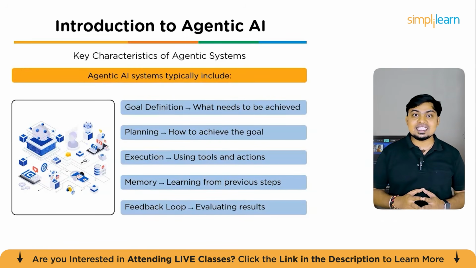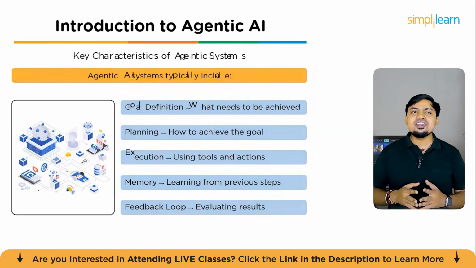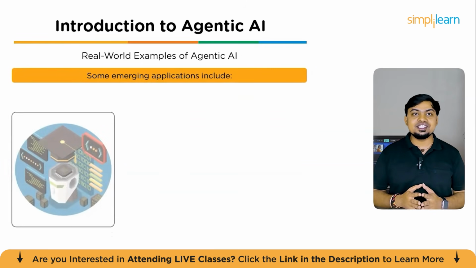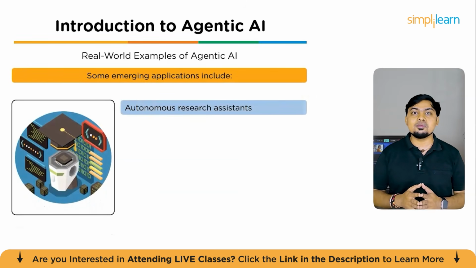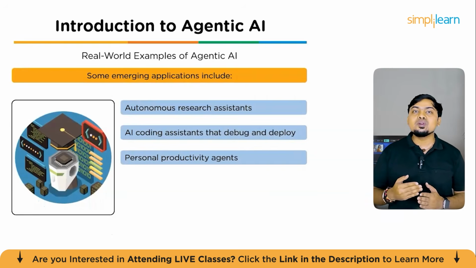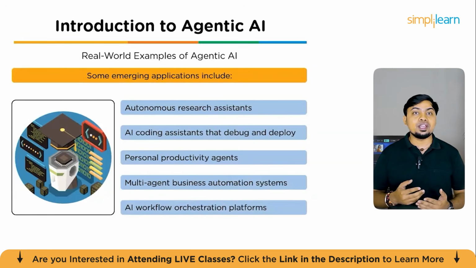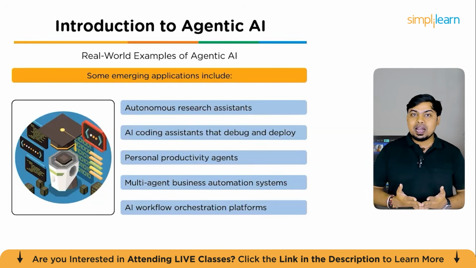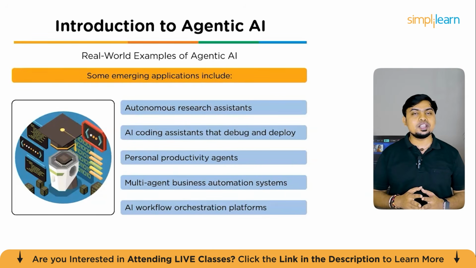Let's also take a look at some real world examples. We are already seeing early adoption of agentic AI in areas such as autonomous research assistants, AI coding tools that can debug and deploy applications, personal productivity assistants, multi-agent business automation platforms, and workflow orchestration systems. Organizations are actively experimenting with these technologies to improve efficiency and reduce operational costs.